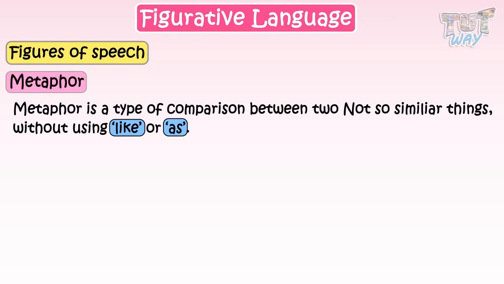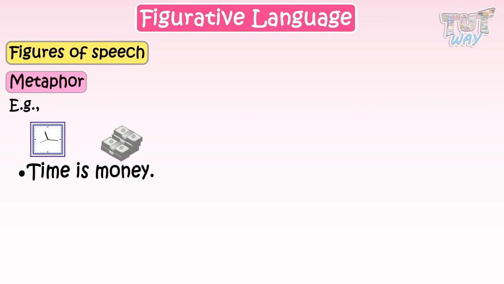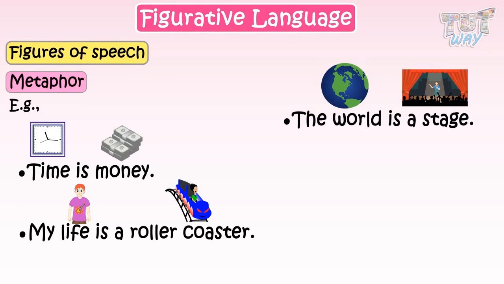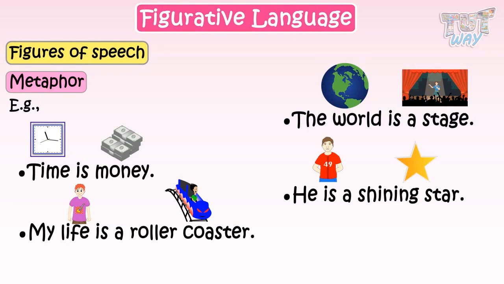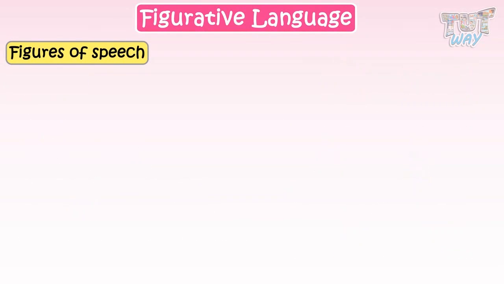Let's have a look at more examples. Time is money. My life is a roller coaster. The world is a stage. He is a shining star. She is a dancing peacock. So, in all these examples, two things are being compared, which are not so similar, without using as or like. Now let's learn the next figure of speech, which is personification.